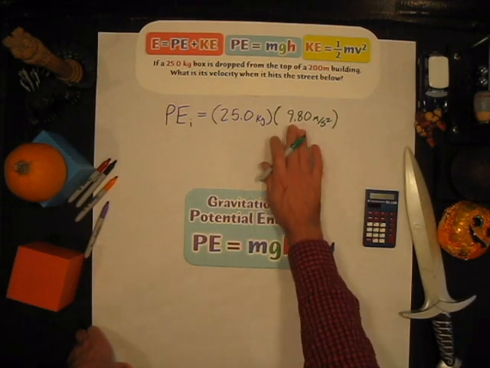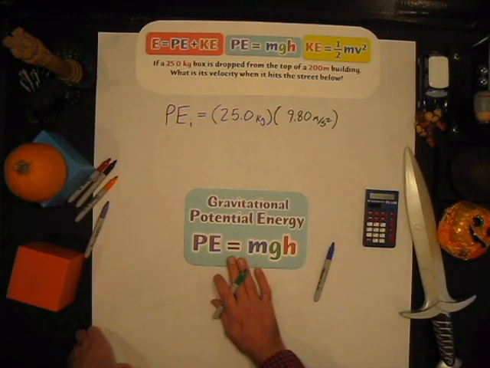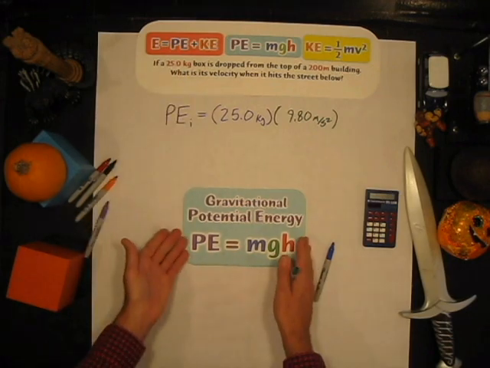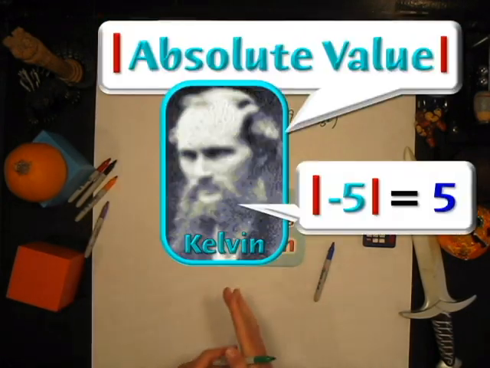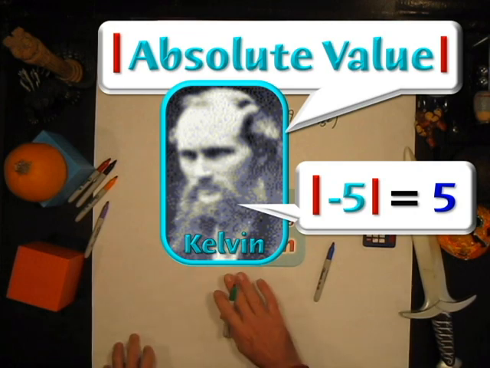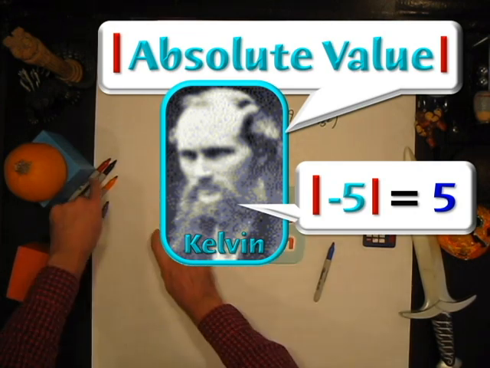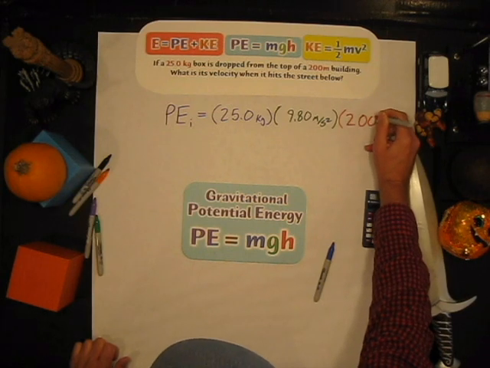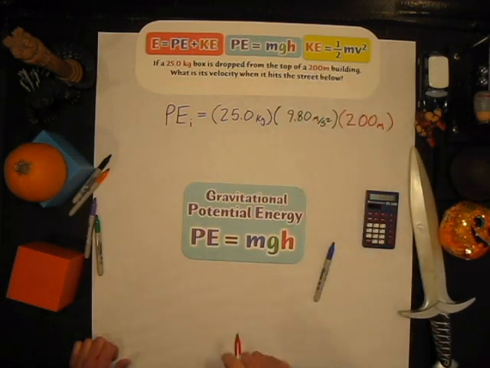Okay? Now that might seem funny, but it's just because of the way kinetic energy is defined. To use this law, you sometimes have to take, let's say, the absolute value. You guys still learn absolute values, right? Okay, of the potential energy. And then what's the height of the building? We're going to have that as 200 meters, a 200-meter building.